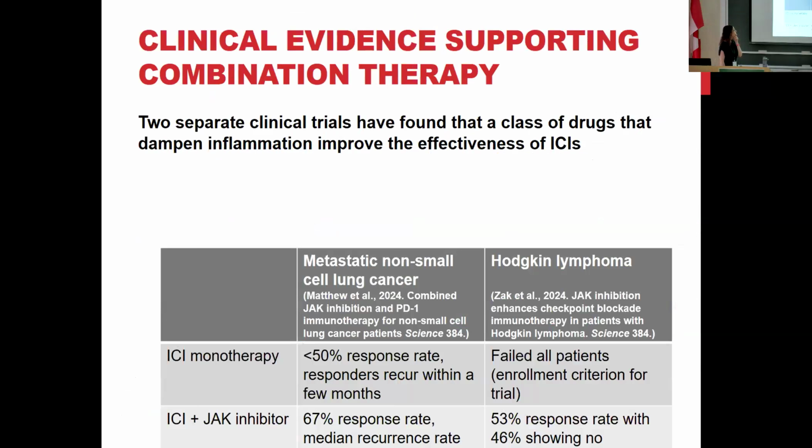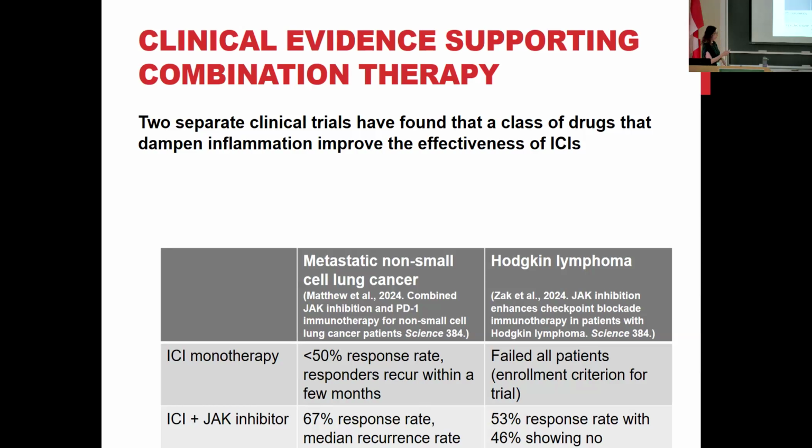Now, this was just a theoretical prediction, but this is definitely my favorite slide of the talk. So in June of this year, about 6 months after our paper came out, 2 separate clinical trials came out that found a very significant increase in the efficacy of immune checkpoint inhibitors if you combine them with a JAK inhibitor, which brings down inflammation. So let's look at the 2 response rates because they're really interesting.